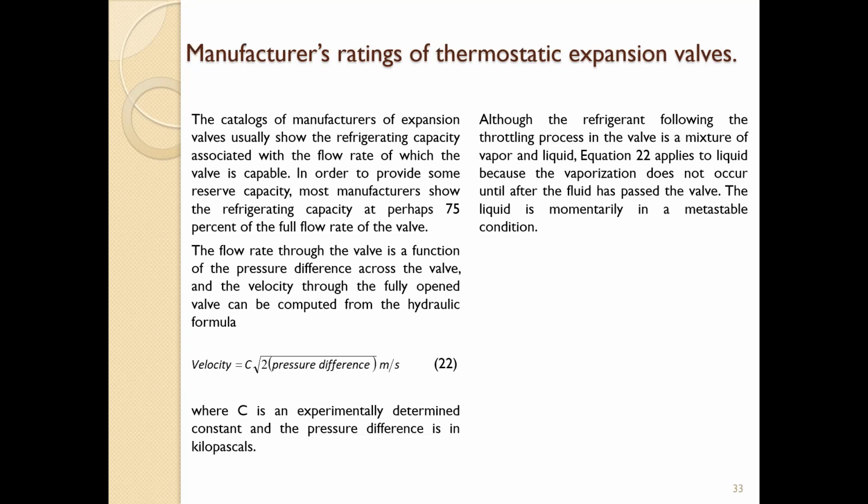The flow rate to the valve is a function of pressure difference across the valve, and the velocity through the fully open valve can be computed from the hydraulic formula. Velocity is equal to C times the square root of 2 times the pressure difference in meters per second, where C is an experimentally determined constant and the pressure difference is in kilopascals. Although the refrigerant following the throttling process in the valve is a mixture of vapor and liquid, equation 22 applies to liquid because the vaporization does not occur until after the fluid has passed the valve. So, the liquid is momentarily in a metastable condition.